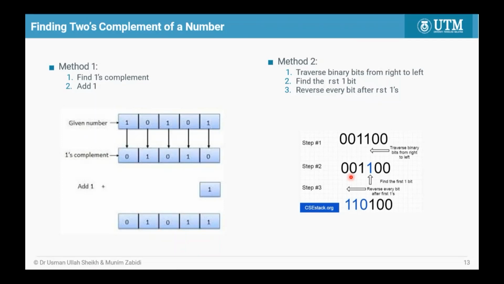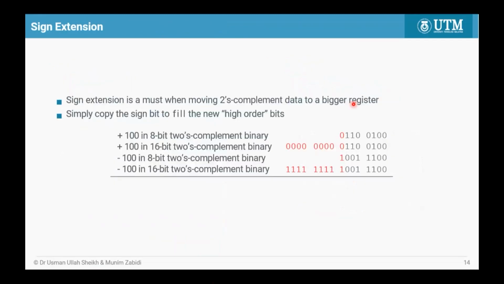So this sign extension is a must when you're moving two's complement data to a bigger register. Because sometimes your register is 8-bit, and some of the registers are maybe 16-bit registers. So if you have an 8-bit number and you're going to copy this number to a 16-bit register, what you do here is simply copy the sign bit to fill the new high order bits.